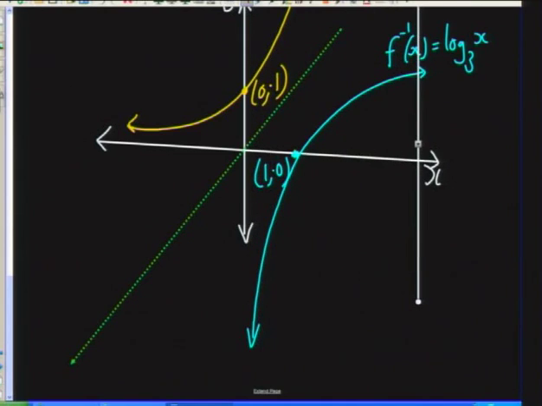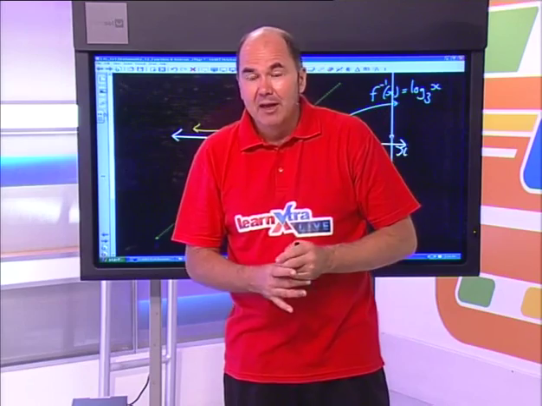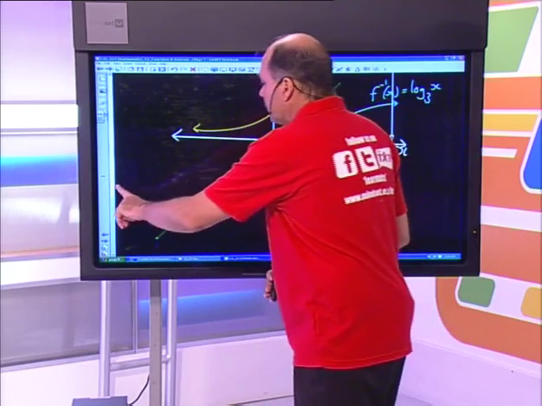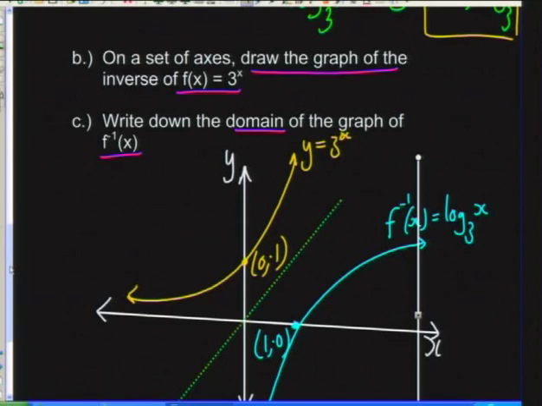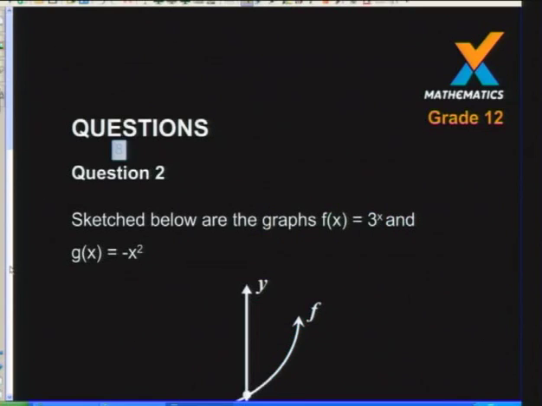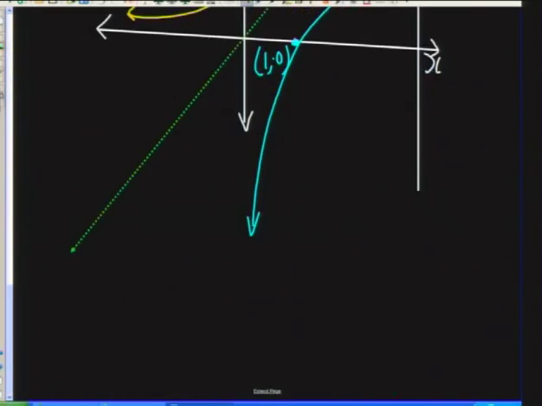Because both, the original one was 1 to 1, so the inverse is also 1 to 1. Hope you've got that. Okay, guys, next question. It was the second part here: write down the domain of the inverse.